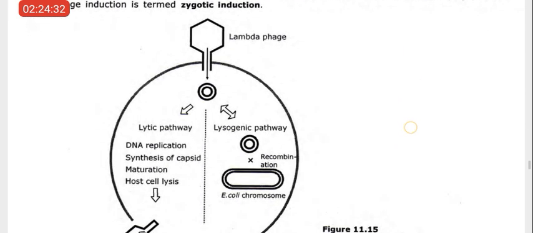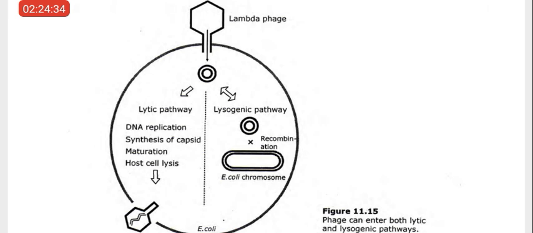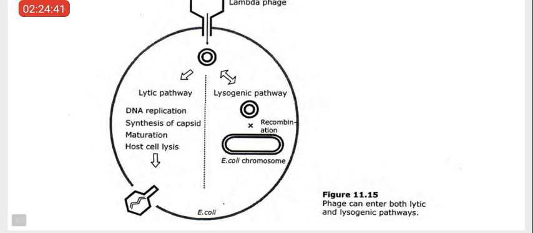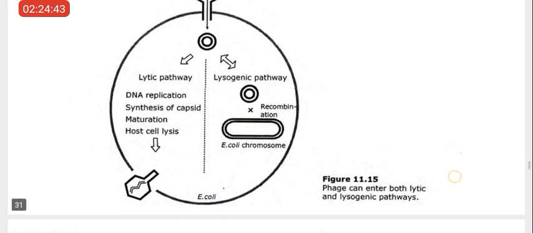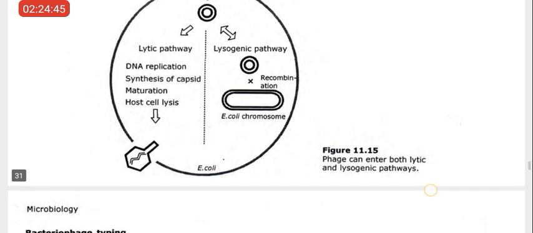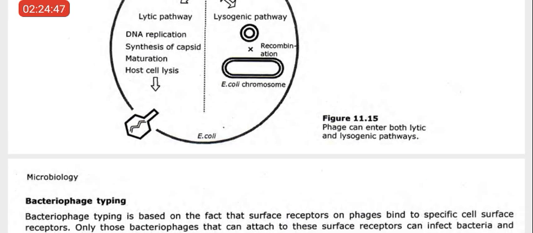Lambda phage lytic pathway, lysogenic pathway. DNA replication, synthesis of capsid, maturation, host cell lysis. Lysogenic pathway, recombination, E. coli chromosome. Phage can enter both lytic and lysogenic pathways.